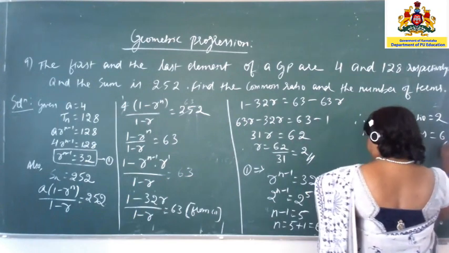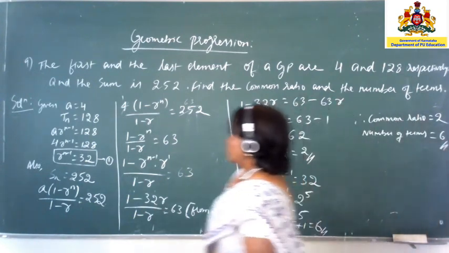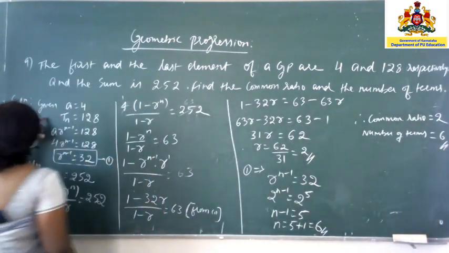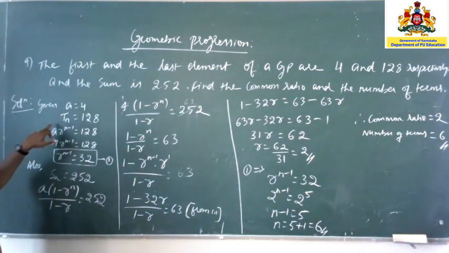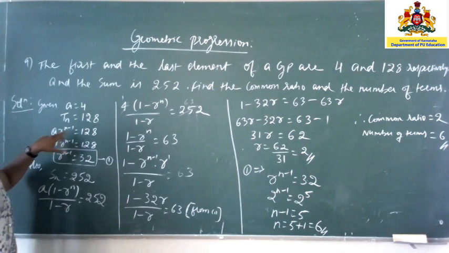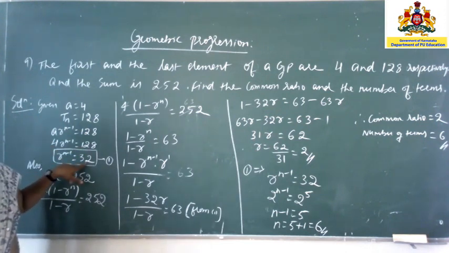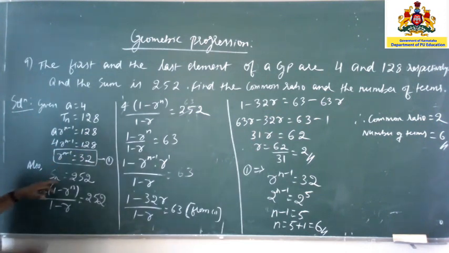and number of terms is equal to 6. So I'll repeat once again. Given A is equal to 4 and the nth term, last term is 128. So Tn is A r to the power of n minus 1 is equal to 128. A is 4, substitute. So r to the power of n minus 1 is equal to 128 by 4, I'll get 32. Call this as 1. Then Sn is equal to 252, that is given.